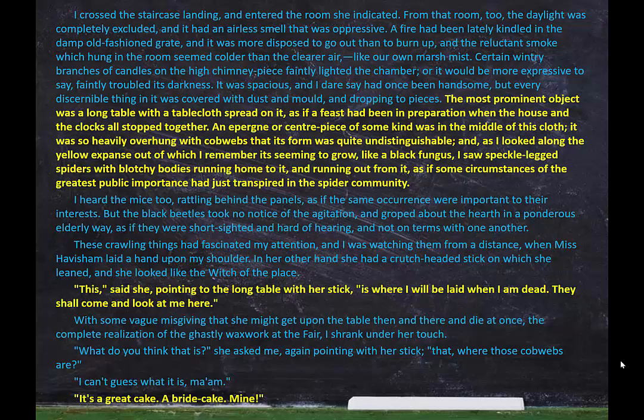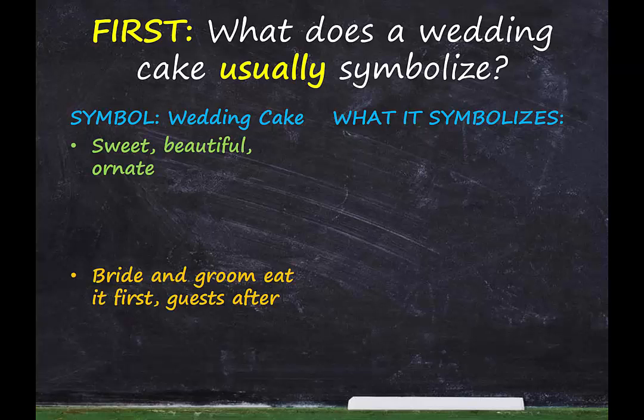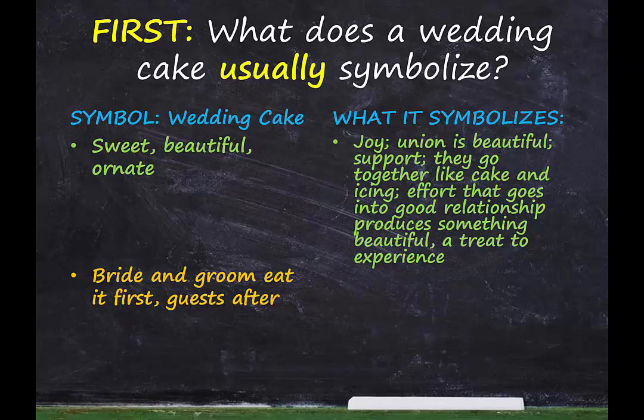So in order to understand this really weird and disgusting one, let's look at a normal one for contrast. A normal wedding cake is sweet tasting, beautiful, and ornate. The bride and groom get the first bites, and the guests get to eat some afterward. What do these characteristics symbolize?